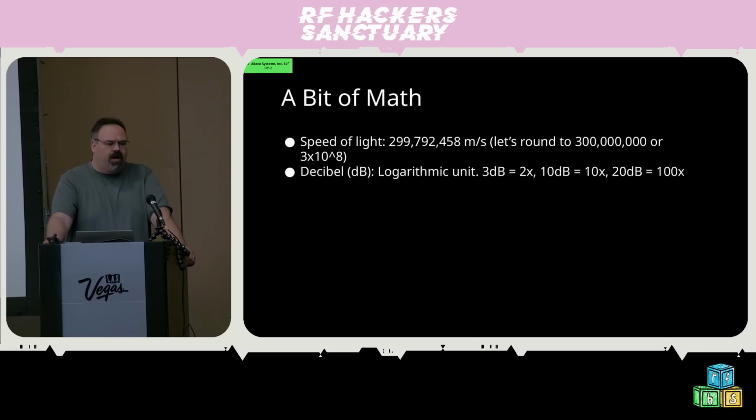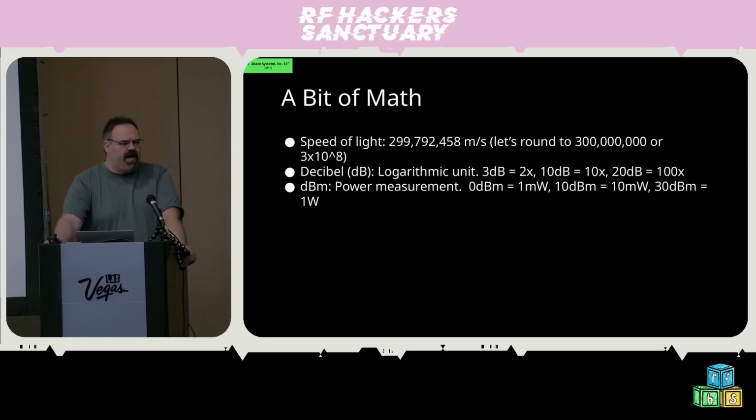We have the decibel, which is a logarithmic unit of measurement. Every 10 decibels is an increase of 10 times. So 10 dB is 10 times, 20 dB is 100 times, 30 dB is 1,000 times, and so on. Also a handy one is that 3 dB is double. So 3 dB is 2 times, 6 dB is 4 times, 9 dB is 8 times, and then the little bit more gets you to 10 dB of 10 times.